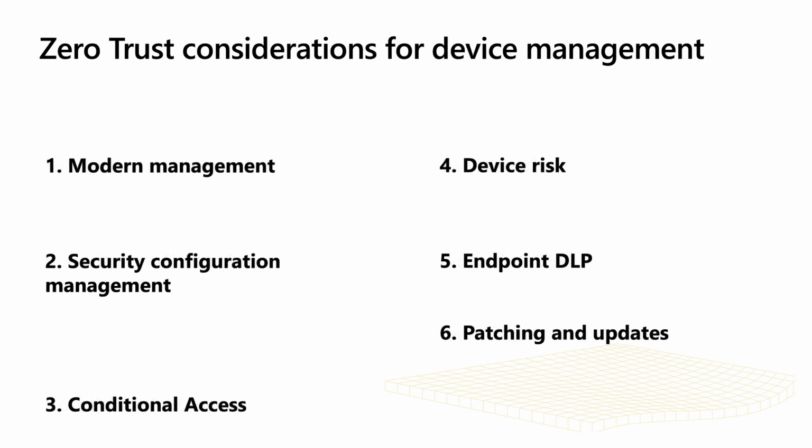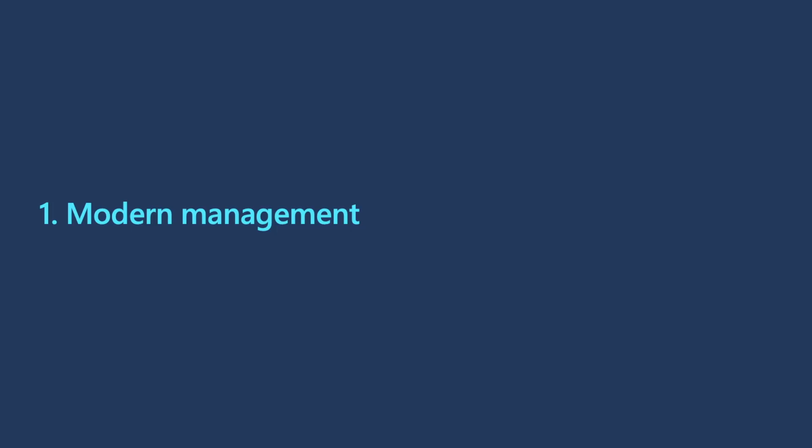First, we're going to talk about modern management. Then we're going to talk about security configuration when those devices are modern managed. Third, we're going to move across to our conditional access controls and incorporating our device risk into that gate. And then finally, we're going to talk about endpoint DLP and patching and updates. Now I'm going to hand over to Clay to talk about modern management.